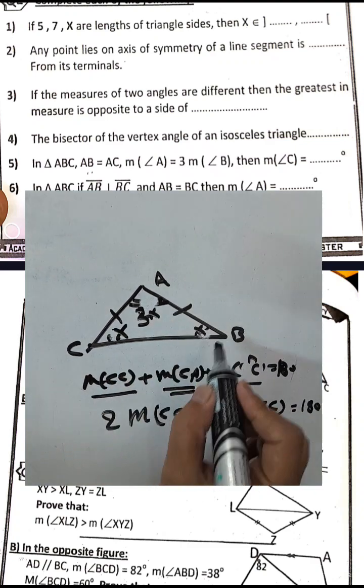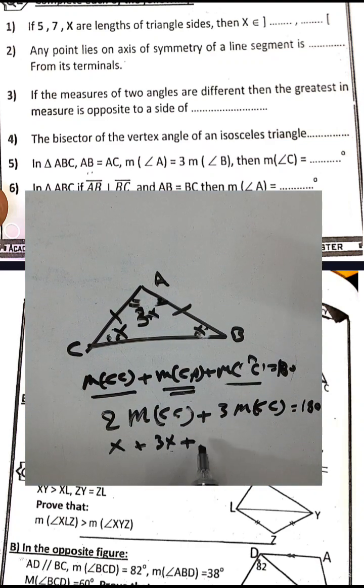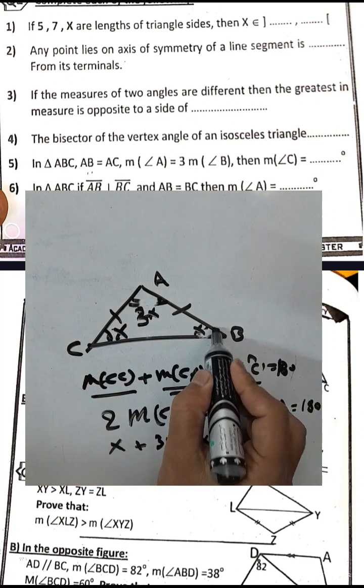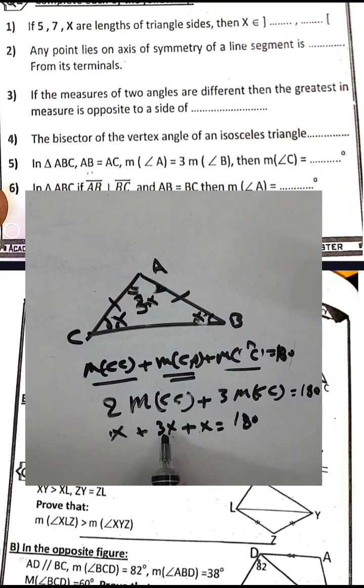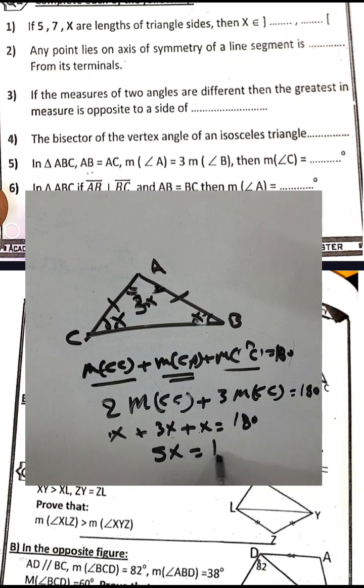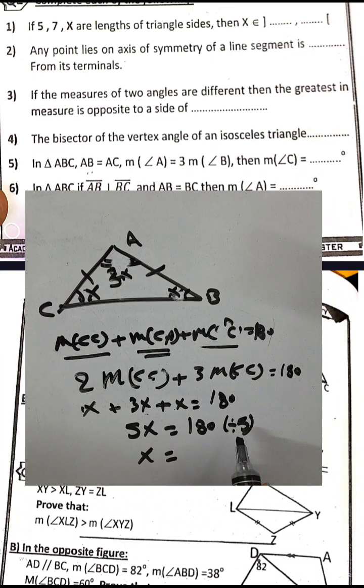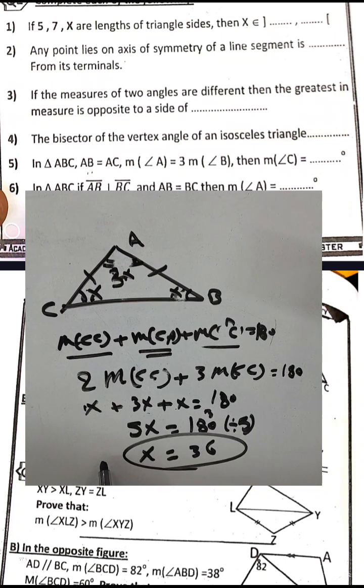Then x plus 3x plus x equals 180. Okay, x represents the measure of angle C or B. Then 1 plus 3 is 4, 4 plus 1 equals 5, so 5x equals 180. And then you can divide by 5. 180 divided by 5: 18 divided by 5 equals 3, remainder 3. 30 divided by 5 equals 6. Then x will be 36.